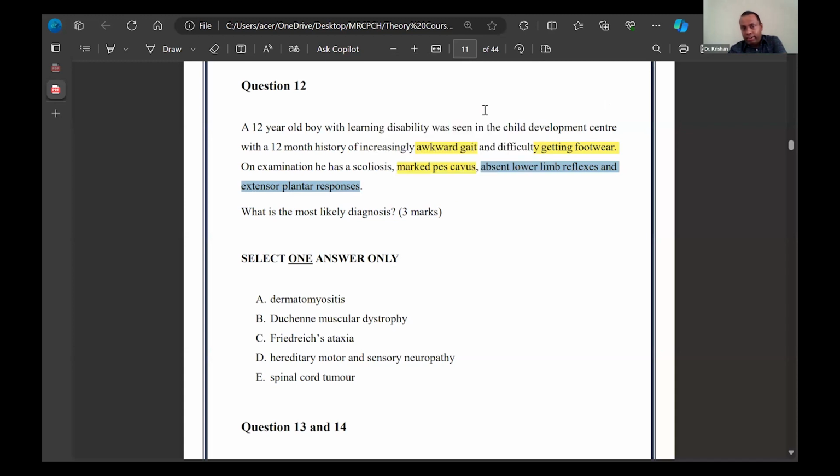Now, in this question, rather than excluding other possibilities, you can straight away come to the diagnosis. When you say pes cavus, absent lower limb reflexes, and positive extensor plantar response, then what is the likely diagnosis? That should be what? Any comments?